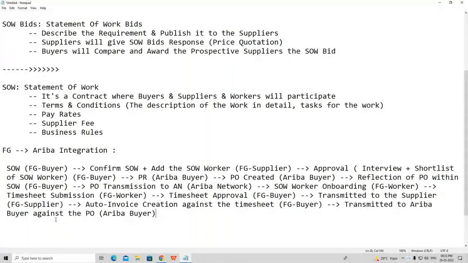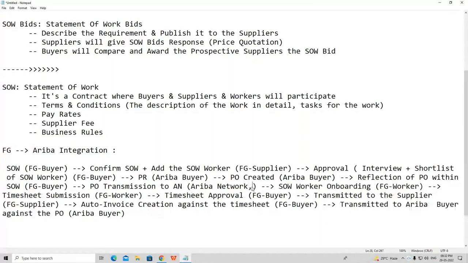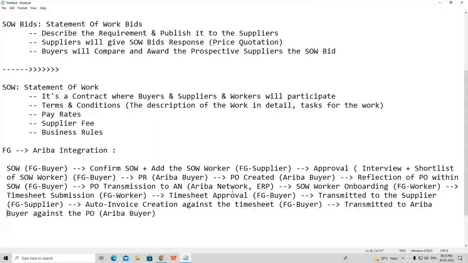Now, all of you are happy. Chalo, it came over here. Then what? You should always keep one thing in your mind: ERP. Exactly. So this PO, when it is transmitted to Ariba Network, should also be transmitted to ERP. Keep this in mind. After that, it should also move to ERP. That means the PO has been sent to ERP, and the invoice, once it is sent to Ariba buyer, will also go from there to ERP.